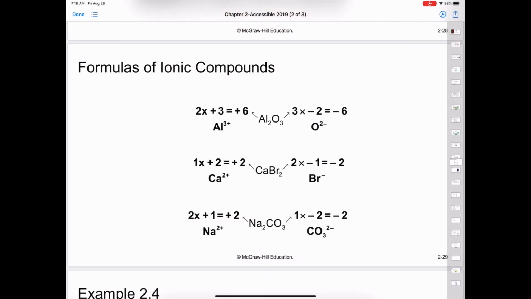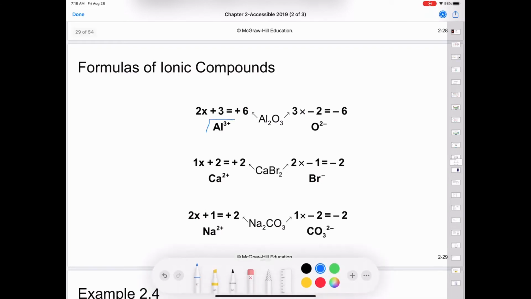So let's take a look at some practical examples. Let's say we want to make an ionic compound from aluminum and oxygen. As I just told you, aluminum likes to have a 3+ charge, and oxygen likes to have a 2- charge. How would I combine those so that I would cancel out +3 and -2? I can't just have a 1-to-1 ratio, because if I add +3 and -2, I'm going to have a charge of +1. So I need to balance that out.